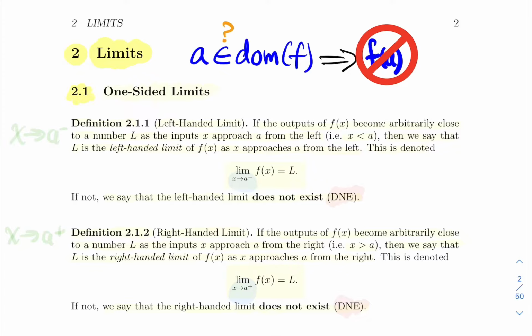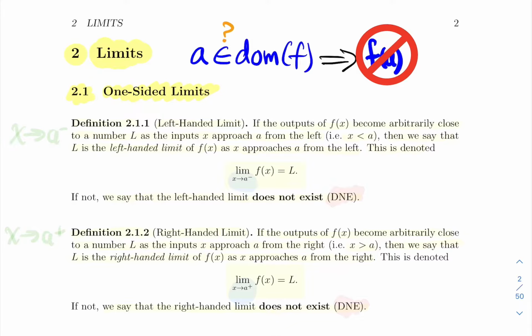First up, at 2.1, one-sided limits. So again, we have a point. It could be inside the domain or not of a function f, and we want to study that function around that point. And this is really the key word here. It's around. We don't care if f is even defined at A. It could be defined or not, but we're trying to study the numerical and visual behavior of that function around that point. So the first definition here is the left-sided limit.